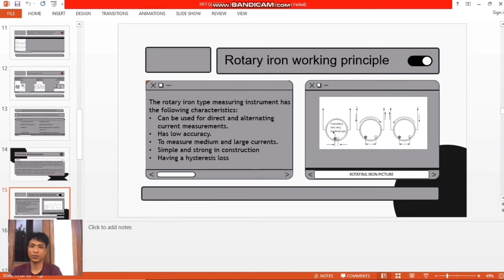Rotary coil working display. The rotary coil measuring instrument has the following characteristics and can be used for direct and alternating current. It has low accuracy to measure medium and rare current.